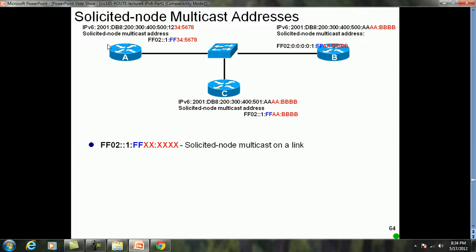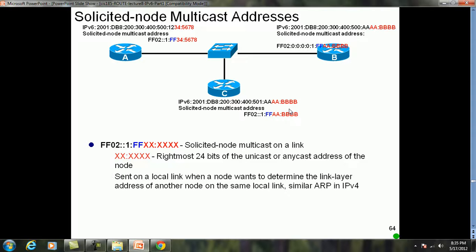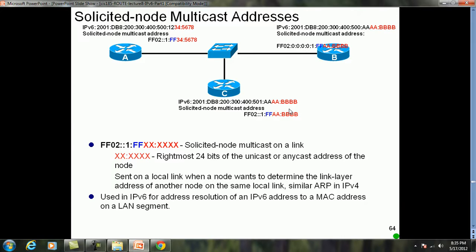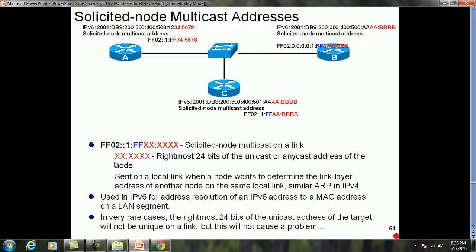So now let's see how it's been done. If you see, there are routers A, B, C. They have the addresses FF02:1, FF345678, something like that. So see, the IPv6 address is what? 2001:DB8, what you assign, 1, 2, 3, 4, 5, 6, 7, 8. The solicited node multicast address is FF02:1, and the last bits will be from this address. Same way over here and over here. Correct? Now see what happens. Rightmost 24 bits of the unicast or anycast address of the node. Okay. So, sent on a local link address. What we saw: using IPv6 for address resolution, the same as your IPv4 address to MAC address on a LAN segment. Now let's see how it works.